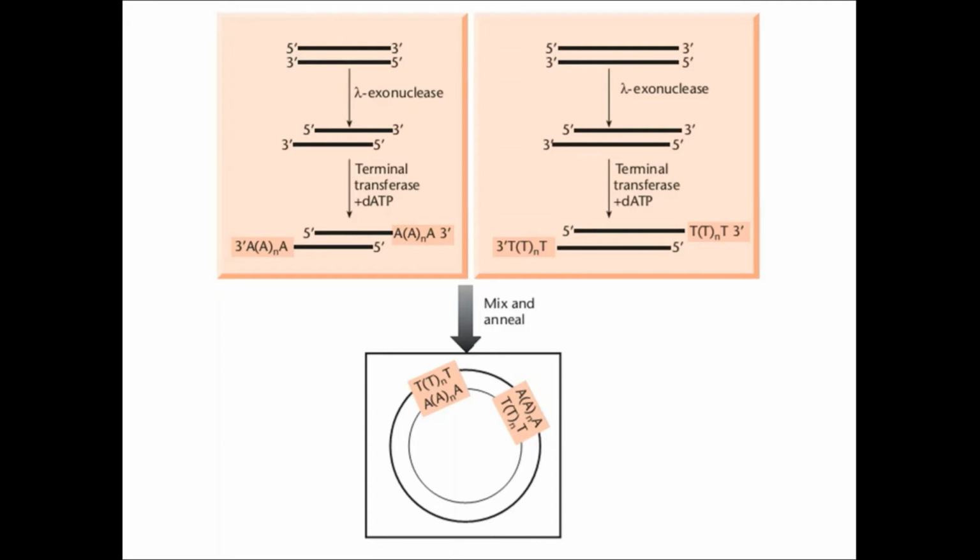Here in the image shown, carefully listen. This is double stranded DNA. This sequence is considered the gene of interest. This sequence is considered the vector. So we can join them together. After selection of the gene of interest and the vector, both are treated with lambda exonuclease. This is the first step of homopolymer tailing.